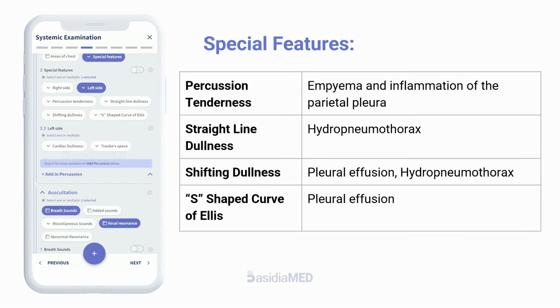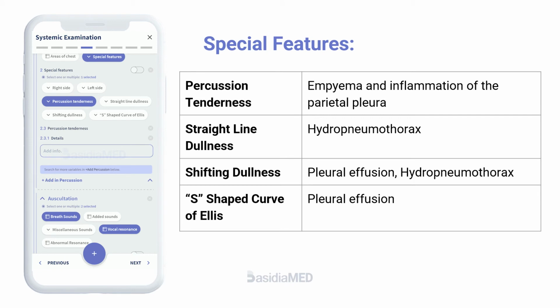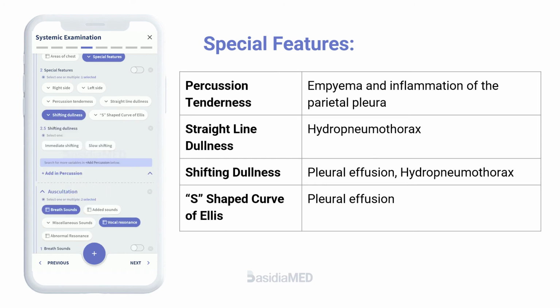Special features of clinical importance. Percussion tenderness is present in empyema and inflammation of the parietal pleura. Straight line dullness is seen in hydropneumothorax. Shifting dullness. This is done to demonstrate the shift of fluid in pleural effusion and hydropneumothorax.